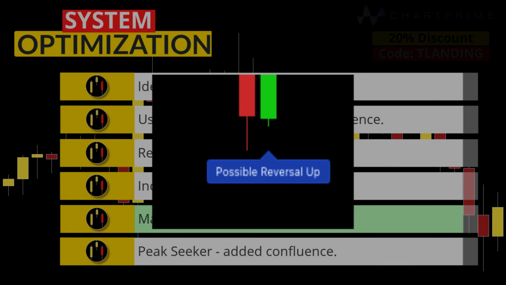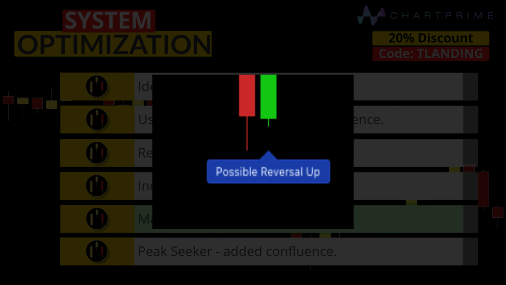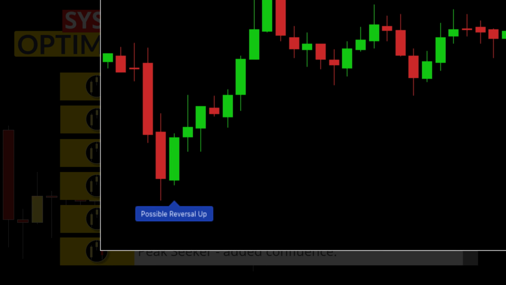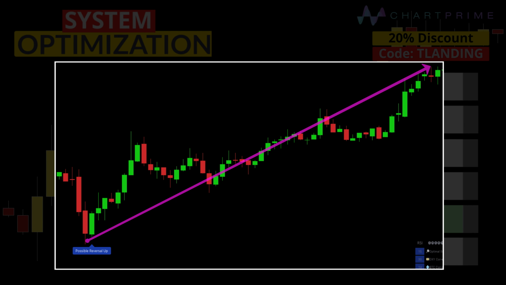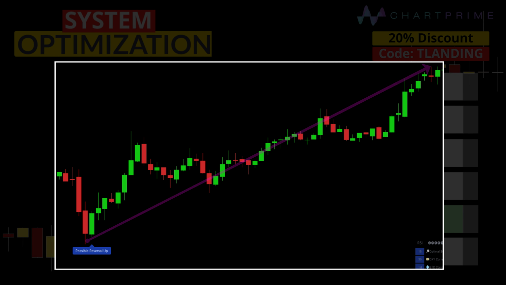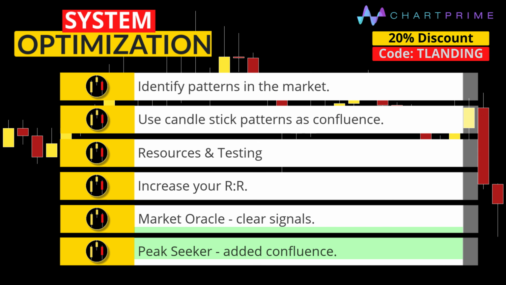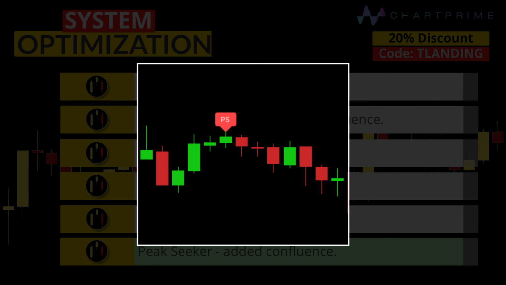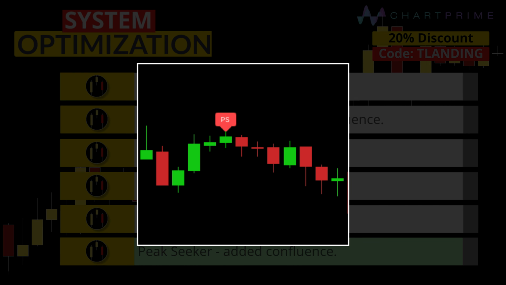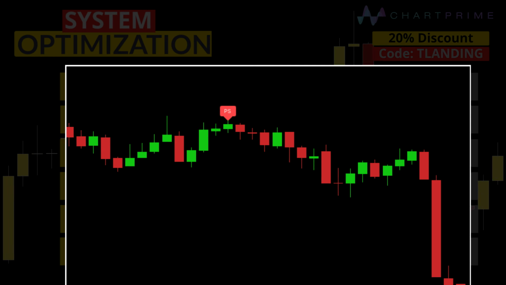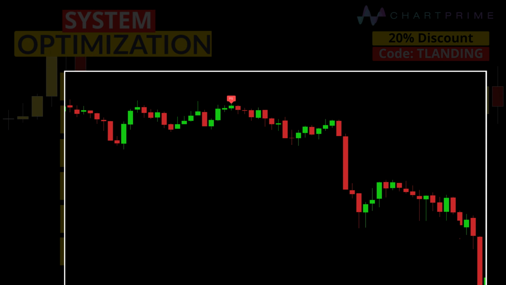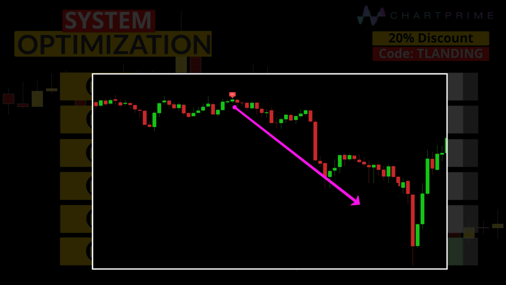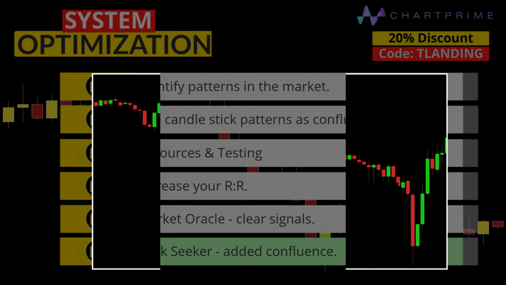Fifth, if you are into clear signals, the Market Oracle may be for you. This indicator labels places on the chart where reversals are about to happen. Great for getting into trends during pullbacks. Additionally, there is another indicator called the Peak Seeker. This indicator identifies confluent points in the market where a trend change may take place. This combined with the oscillator featured in this system may filter out additional false signals.